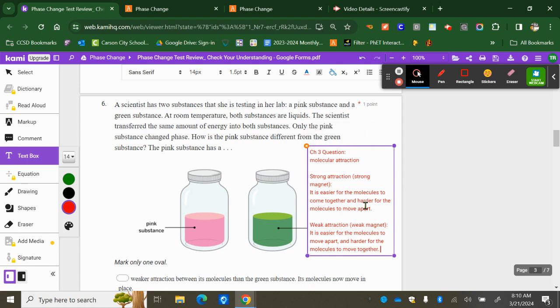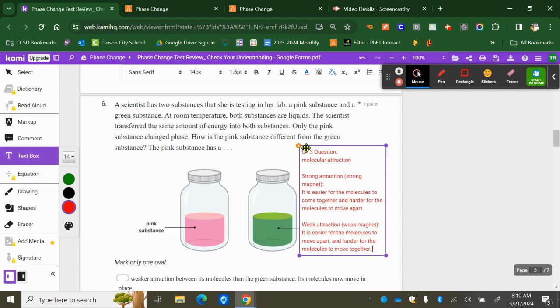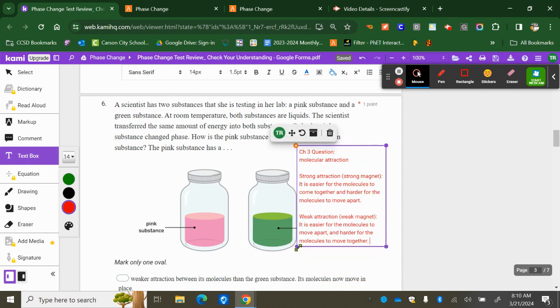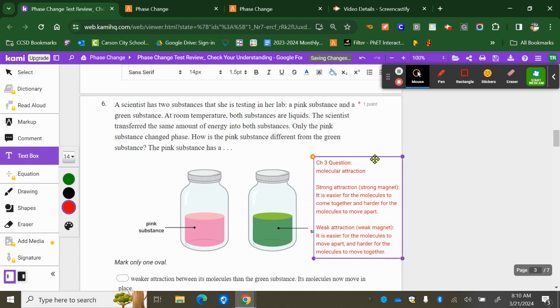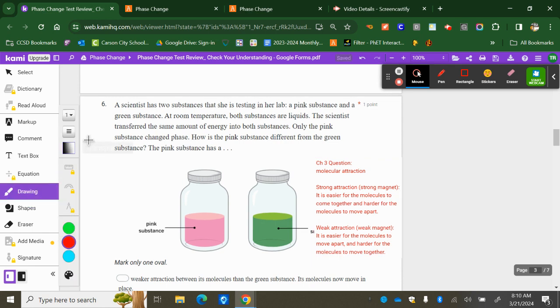So thinking about the difficulties of moving my objects closer together and further apart and what that means for us, we are going to now look at our question and find the important information that we need to know. So a scientist has two substances that she is testing in her lab, a pink substance and a green substance. At room temperature, both substances are liquid. So we're starting out in a liquid. The scientist is going to transfer the same amount of energy into both substances. So my energy is going into. Only the pink substance changed phase. How is the pink substance different from the green substance?